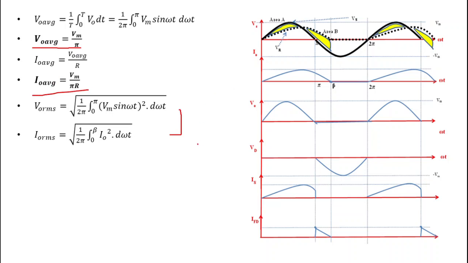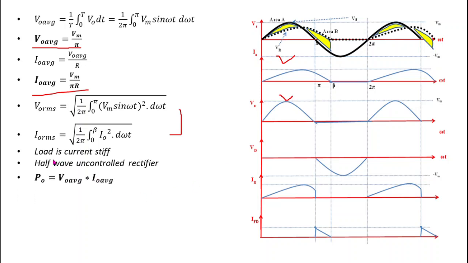Now next, the load is current step. Why is the load current step? We can clearly see here that voltage and current waveforms are not similar. That's why this load is current step, and this is a half wave uncontrolled rectifier. We know that in case of current step load, output power is given by V naught average into I naught average. So simply multiply the average values of both voltage and current, and we get the output power P naught.